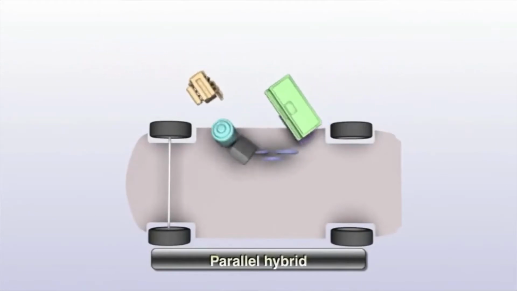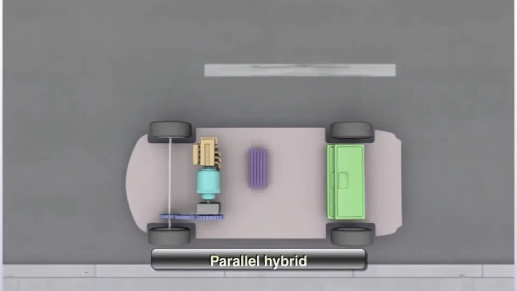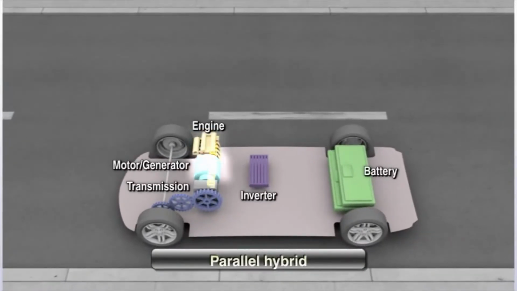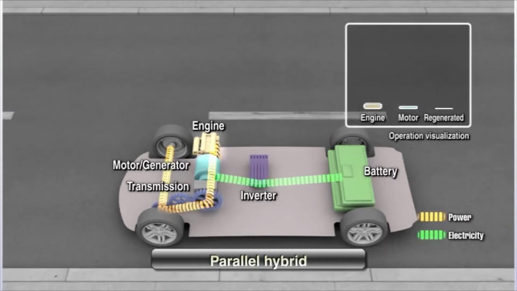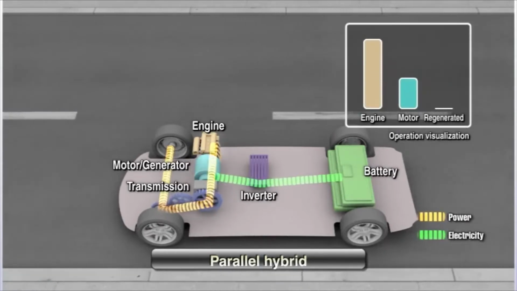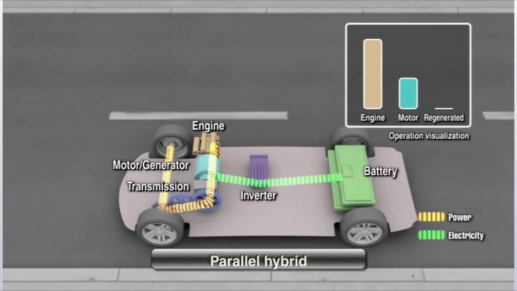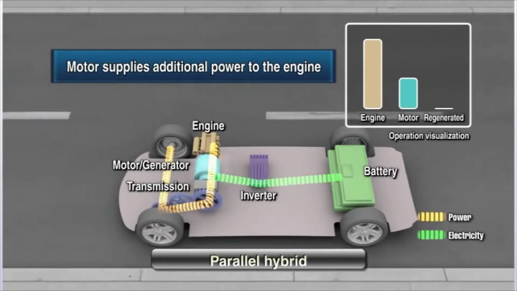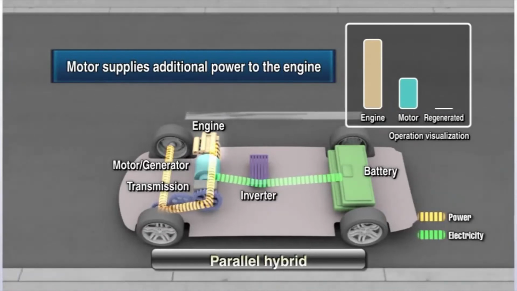The parallel hybrid vehicles are primarily driven by the engine, but when greater torque is needed at the start or for acceleration, the motor kicks in to boost the power. The system relies on the engine as the main source of power, with the motor providing supplemental assistance to the engine to improve efficiency.